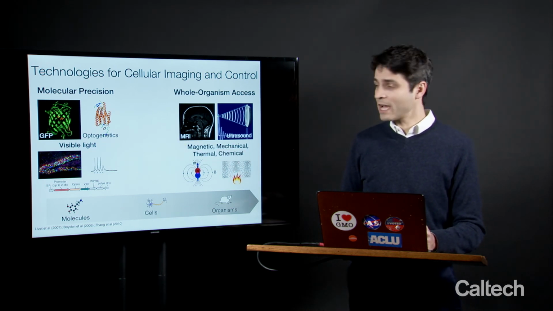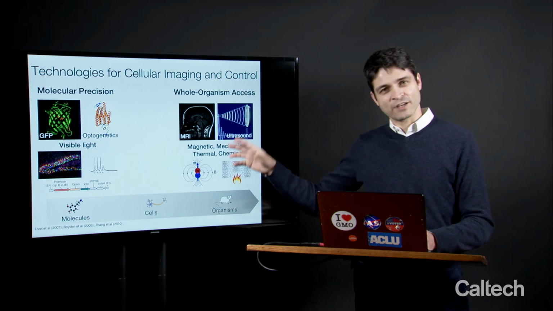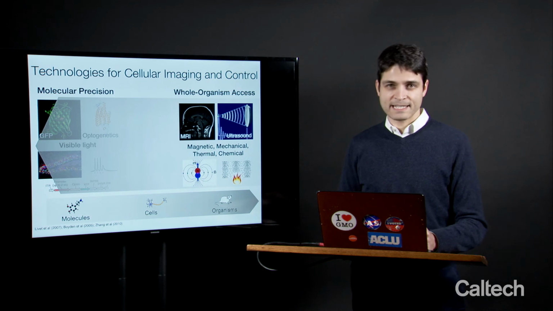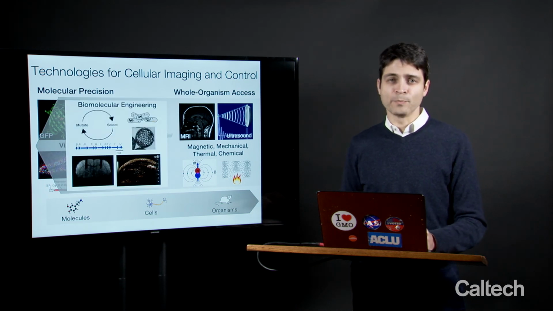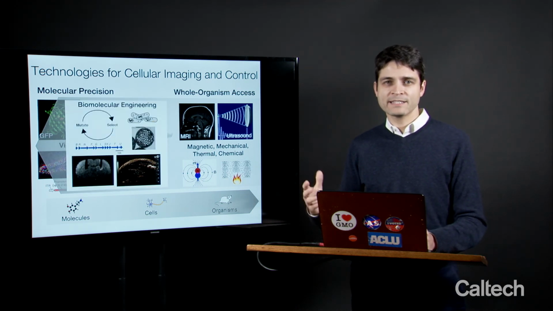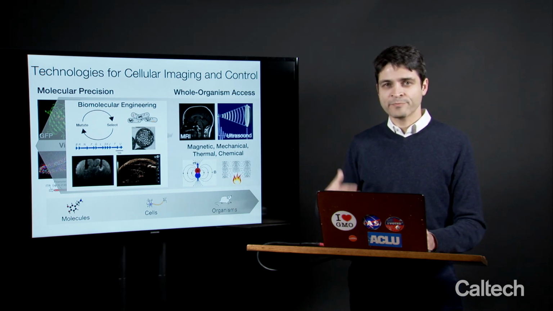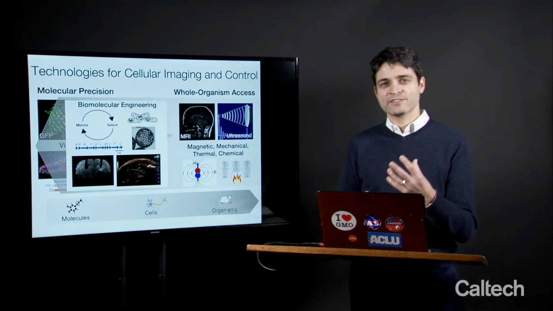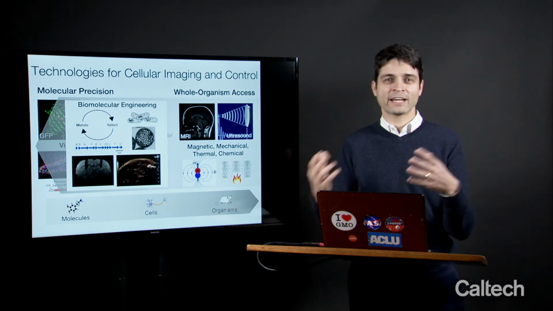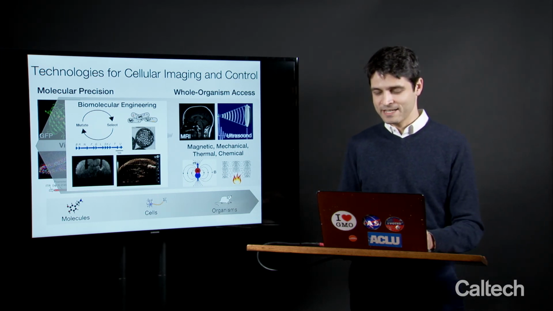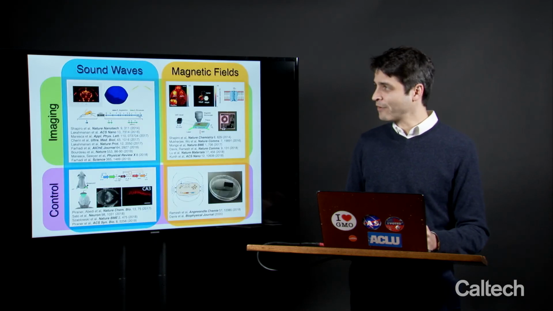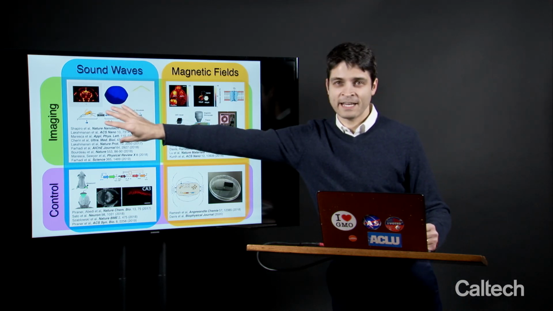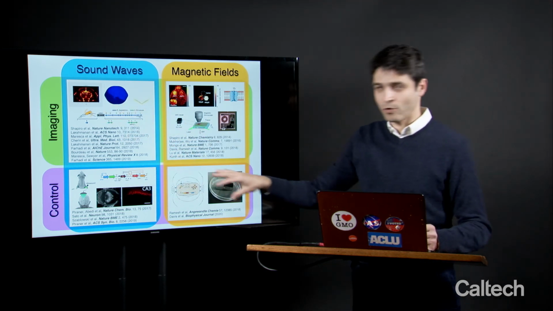And so what we try to do in our lab is to take the physics of sound waves and magnetic fields and extend the capabilities of these technologies down to the cellular level through biomolecular engineering, meaning that we find, we engineer, we evolve proteins and other genetically encodable materials that have the right physical properties to, instead of interacting with light, interact with sound waves and magnetic fields. The work in our group roughly breaks down along the lines of sound waves and magnetic fields and designing ways to use them to image or control the function of cells.